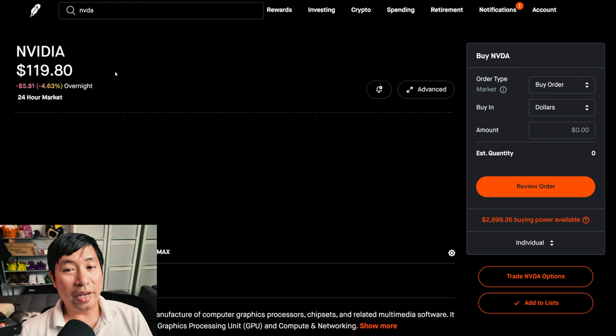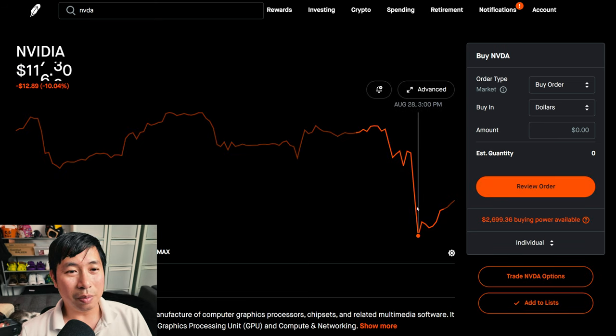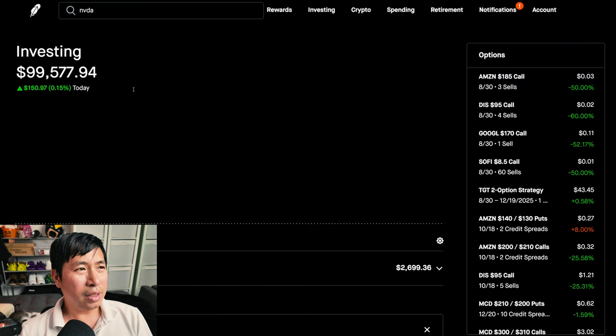Now, I don't own Nvidia, but I do know that it's a pretty high profile stock right now. A lot of people are watching what happens with this. And yeah, it went down a lot after hours. As you can see, a pretty steep drop here. So that's pretty much all I wanted to talk about.